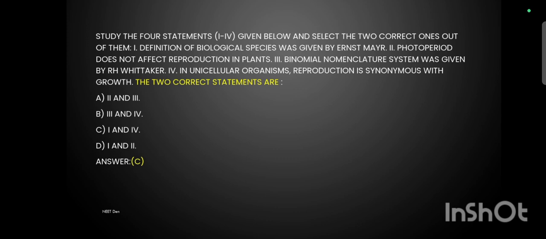In statement 2, we find photoperiod does not affect reproduction in plants. It does affect reproduction in plants. And in statement 3, binomial nomenclature system was given by Carolus Linnaeus, not by R.H. Whittaker.